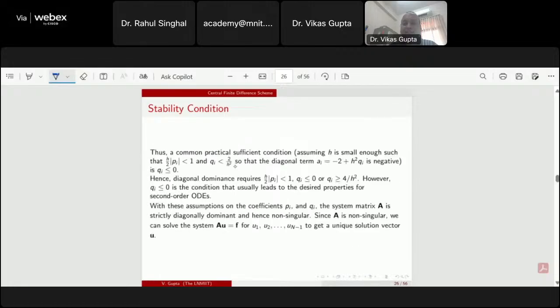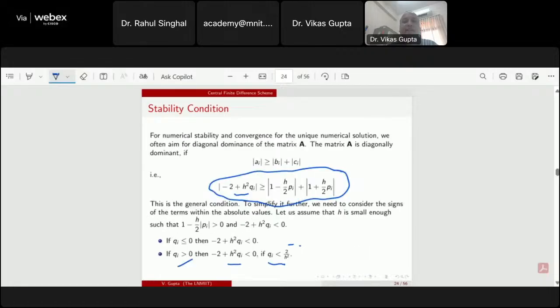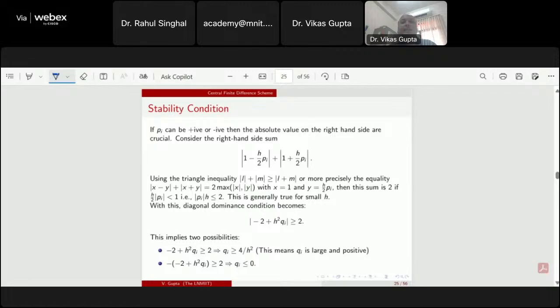Note that Pi can be positive or negative, so the absolute value on the right hand side, the sum of bi plus ci, is very crucial. So first we consider the right hand side sum, mod of 1 minus h by 2 pi plus mod of 1 plus h by 2 pi.